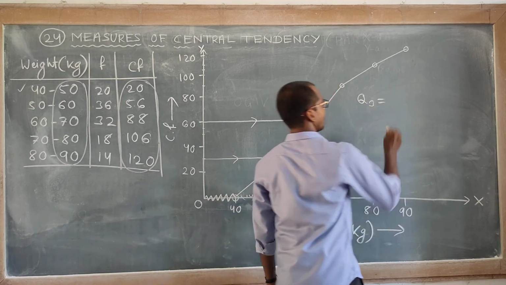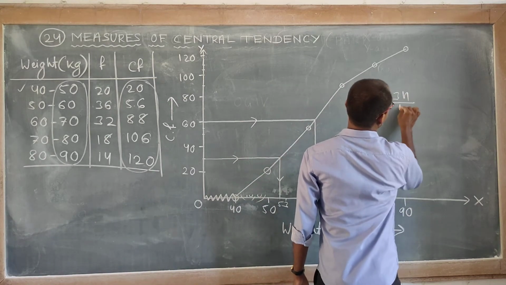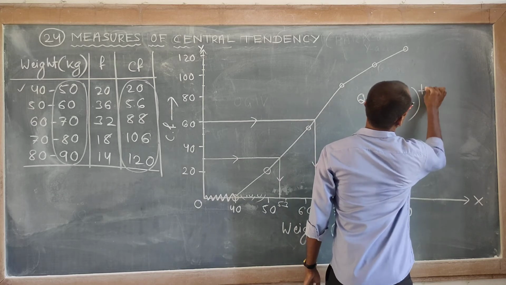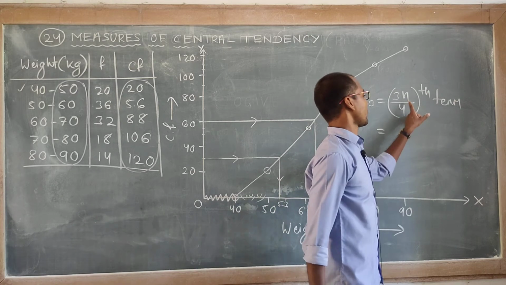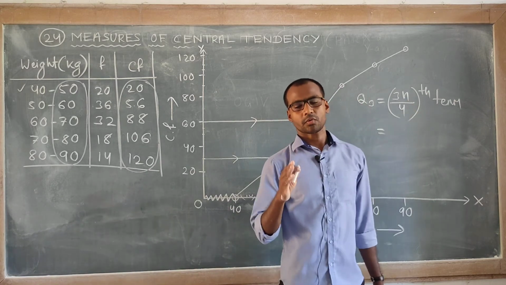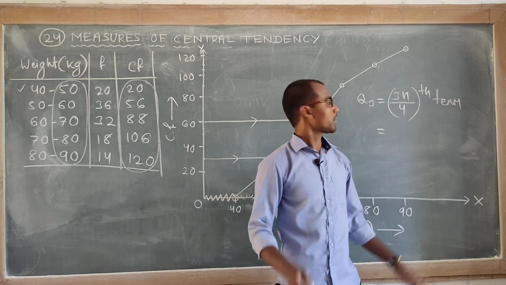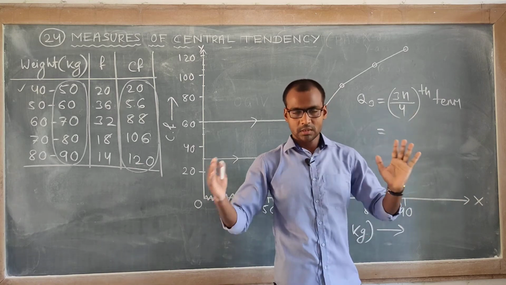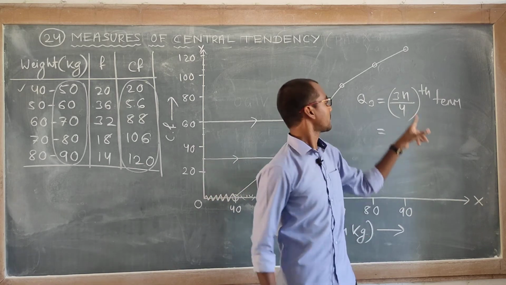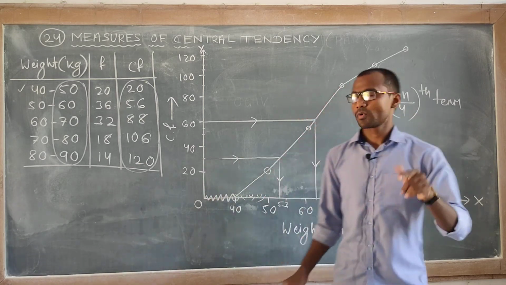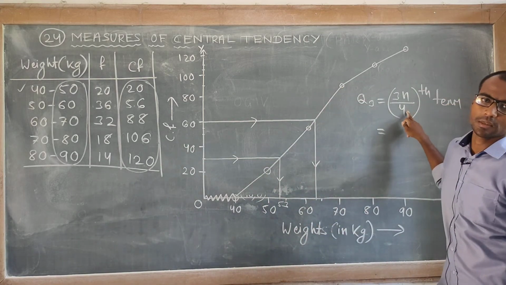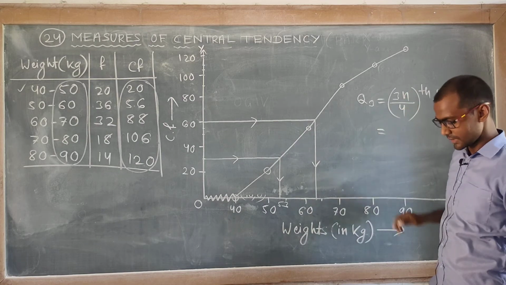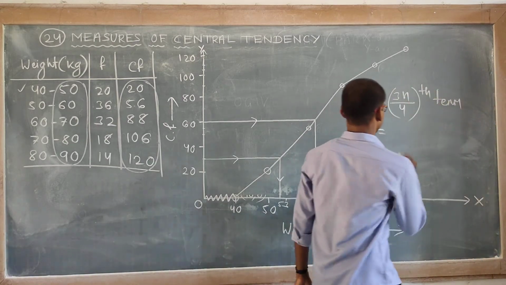Upper quartile, 3n by 4th term. Since upper quartile means 75%, or 3 by 4, I am combining 3 by 4 and n, and we get the 3n by 4th term. So put the value of n, 120. 120 by 4 is 30. 30 into 3 is 90. So the 90th term.